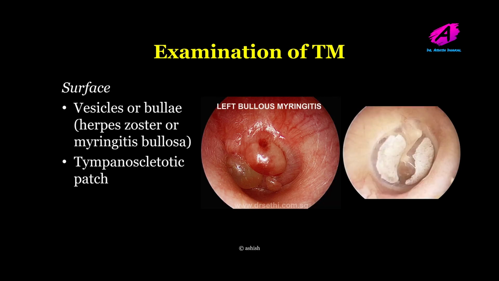Now, examine the surface of the tympanic membrane. On the surface of the tympanic membrane, you have to look for any vesicles or bullae. As you see here, this is bullous myringitis. Or you can appreciate a tympanosclerotic patch on the surface.